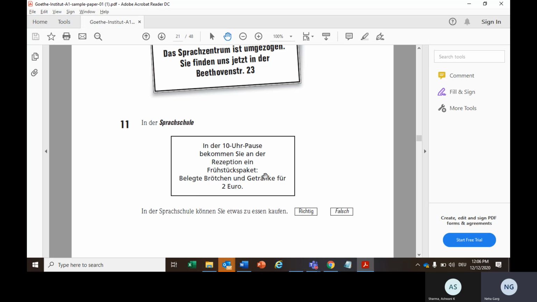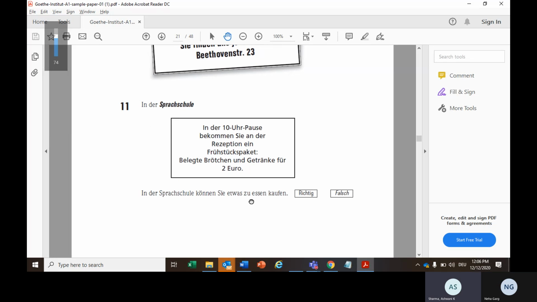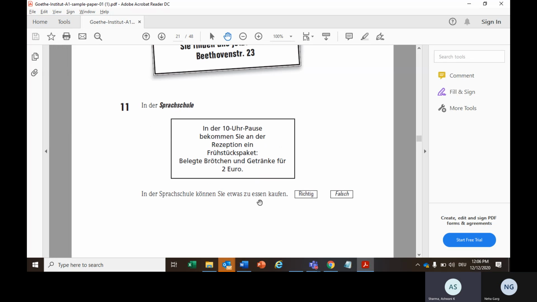No, why false? You can buy something to drink also, but then you can buy something to eat also, right? So this might be an incomplete question as per whatever you have learned here, but this is not wrong. This is right. So obviously you can buy something to eat. Yeah, we can buy to eat. That is right.